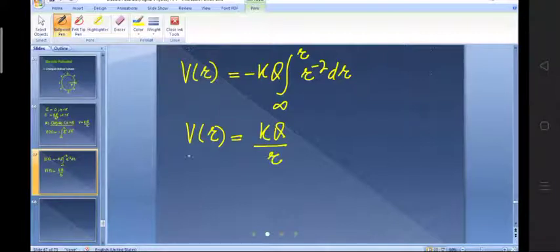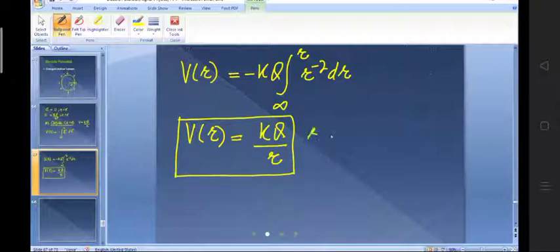That's it. This is the electrostatic potential, and this is true when small r is greater than capital R. That means it's the electrostatic potential outside. Moreover, if you calculate its negative gradient, the differentiation of 1 by R is minus 1 by R square. The negative signs cancel, so the electrostatic field will be equal to KQ divided by R square.